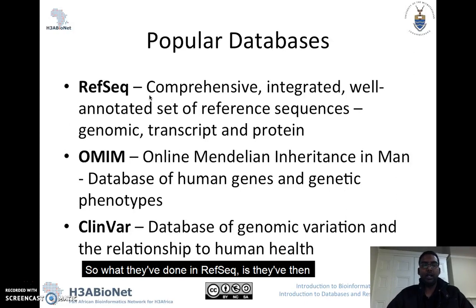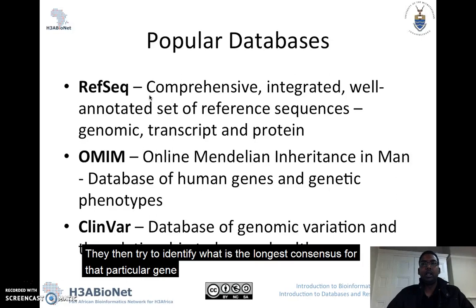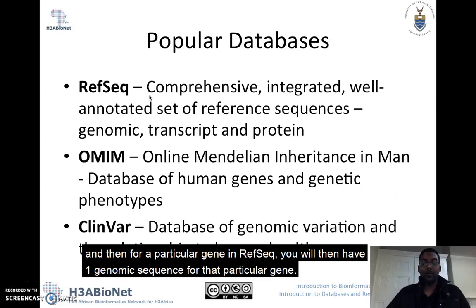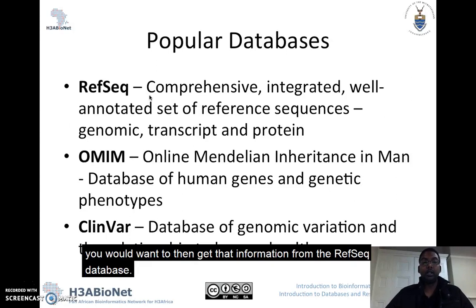What they've done in RefSeq is they've then correlated all the information for a particular gene. They take all the sequence read information for a particular gene. They then try to identify which is the longest consensus sequence for that gene. And then for a particular gene in RefSeq, you will have one genomic sequence for that gene. So if you are searching for the most well-annotated comprehensive reference sequence for a particular gene, you would want to get that information from the RefSeq database.